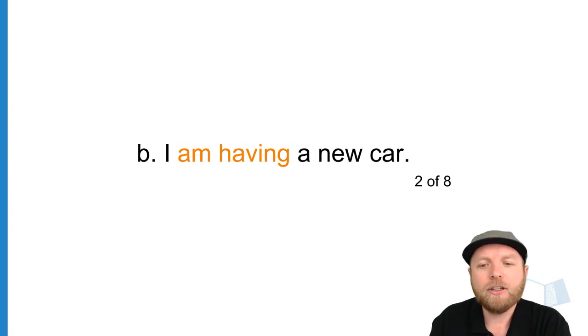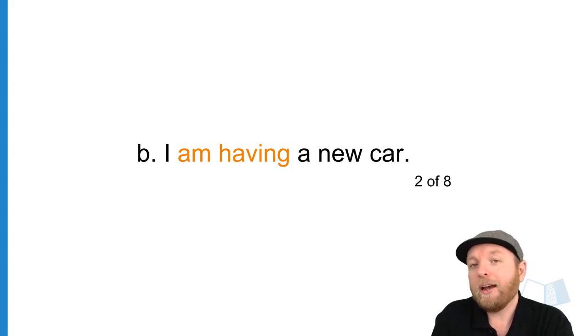I'm having a new car. This means possession. And remember, possession, obligation, relationship, illness, you can say have got, but if you say have, don't use continuous. Just say I have a new car.